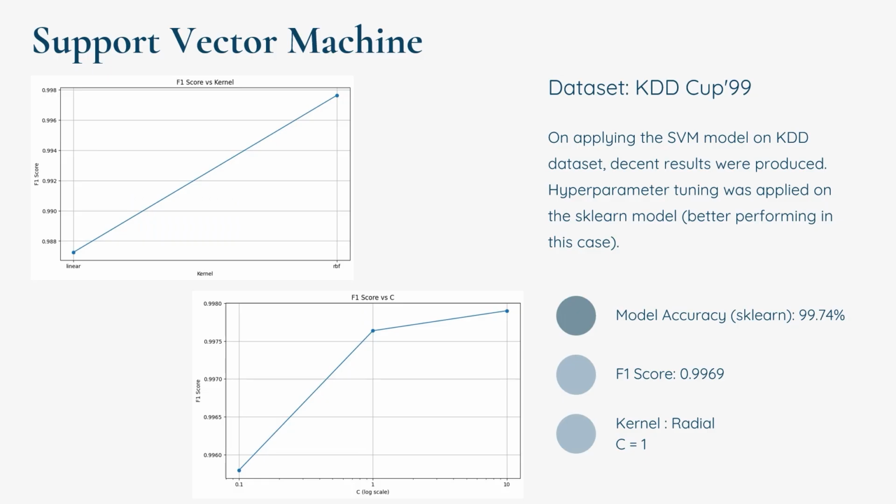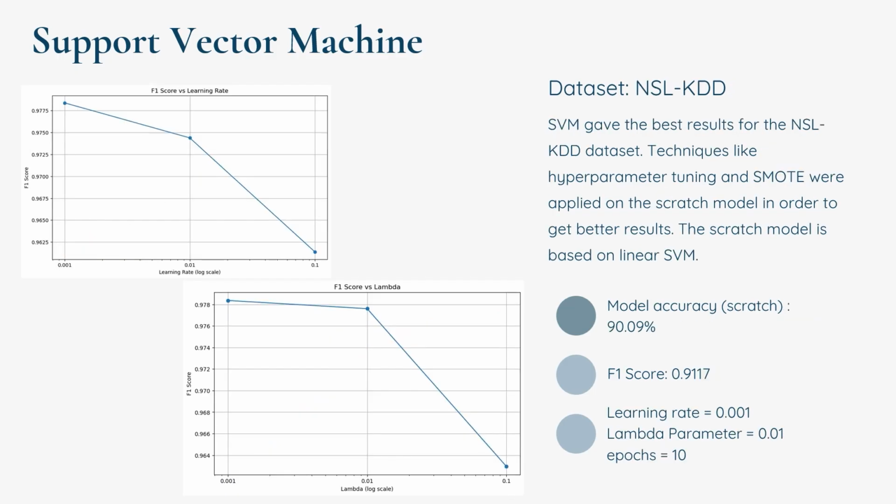For the original KDD dataset, we used the SVM model and obtained decent results. Here, the scikit-learn implementation actually outperformed the Scratch version. With proper hyperparameter tuning, it delivered even better classification accuracy.